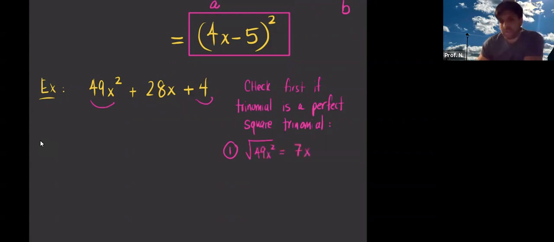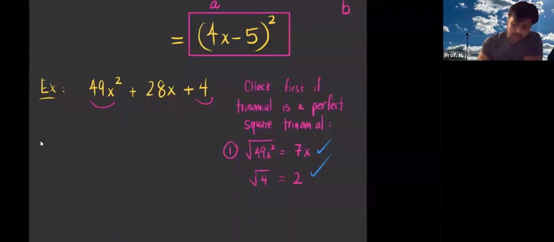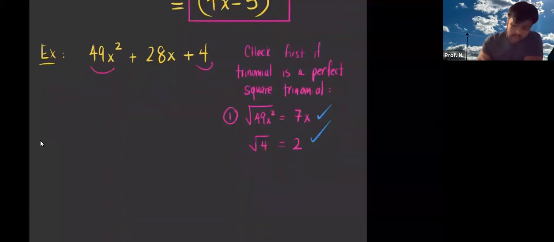The square root of x squared is x. The square root of 49 is 7. So the square root of 49x squared is 7x. And the square root of 4 is 2. So yes, check, check. And we call 7x my a value because it's the first term, and my 2 becomes my b value.